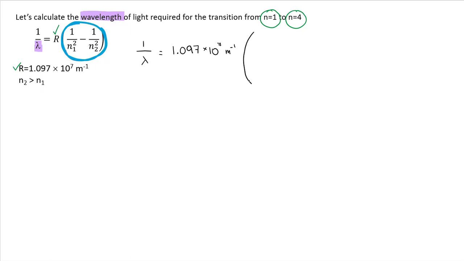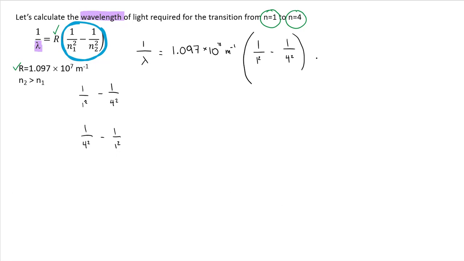Now, we've got two choices. We can have 1 over 1 squared minus 1 over 4 squared. Or we can have 1 over 4 squared minus 1 over 1 squared. Which way is going to give you a positive value? 1 over 1 squared minus 1 over 4 squared. It's going to be 1 minus a 16th. So 1 minus a 16th will always give you a positive value.